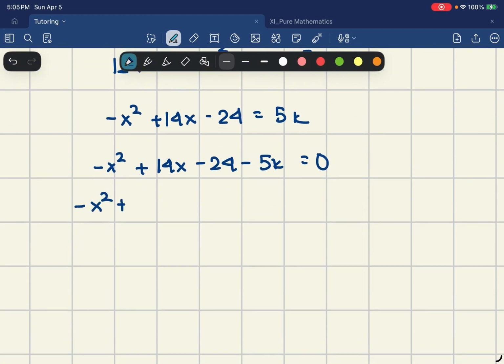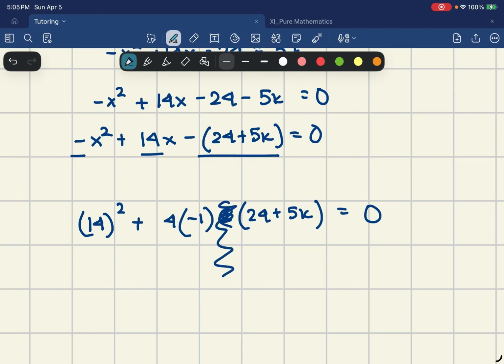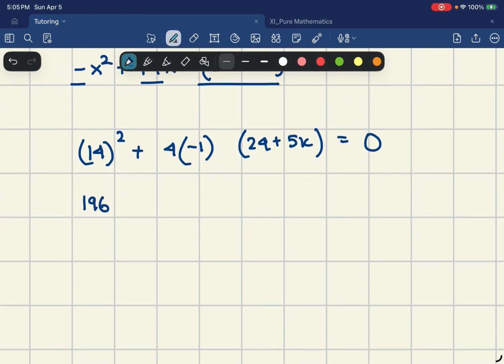So minus x squared plus 14x minus, if I factor out the negative sign, I get (24 plus 5k) is equal to 0. So I have a, b, and c. So b squared, 14 squared, minus 4, a is negative 1, c is negative (24 plus 5k), is equal to 0, right? So minus minus, one negative sign cancels out and gives me positive in front. So I still have minus 4 here. So 14 squared is 196, 196 minus 4 times (24 plus 5k).